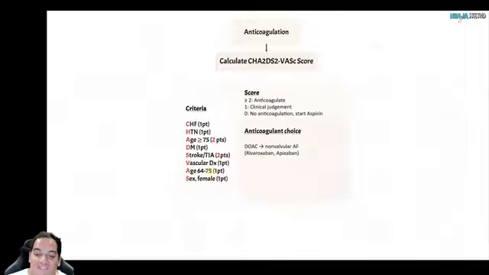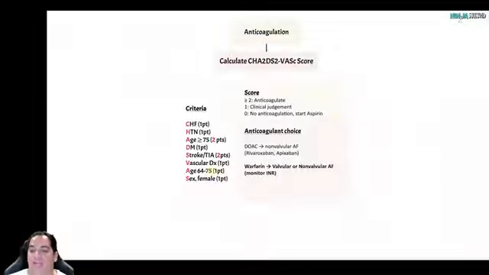If they have valvular AFib or non-valvular AFib with chronic kidney disease, let me repeat that again. If they have valvular AFib, mitral stenosis, prosthetic valve, or non-valvular AFib with chronic kidney disease, use warfarin. But the only big thing with this one is you have to monitor the INR to make sure that you're in the therapeutic level. It's usually 2 to 3 for those without a prosthetic valve, 2.5 to 3.5 for those patients who do have a prosthetic valve.